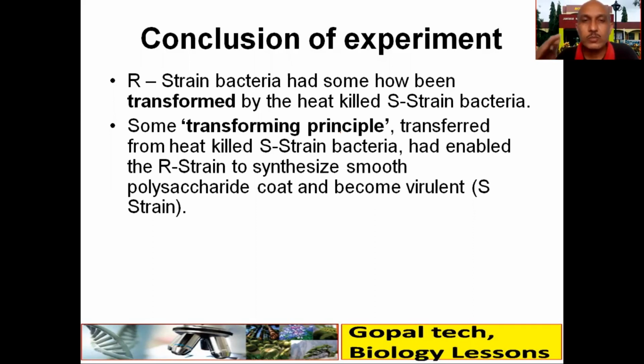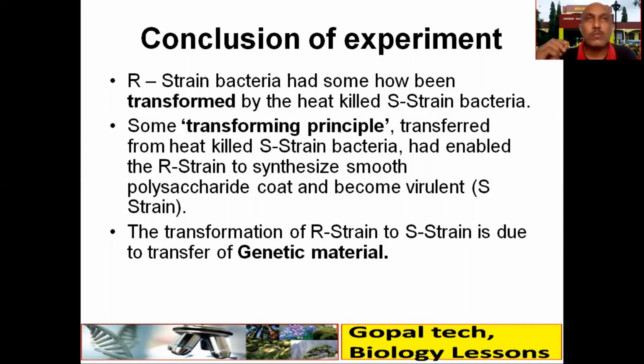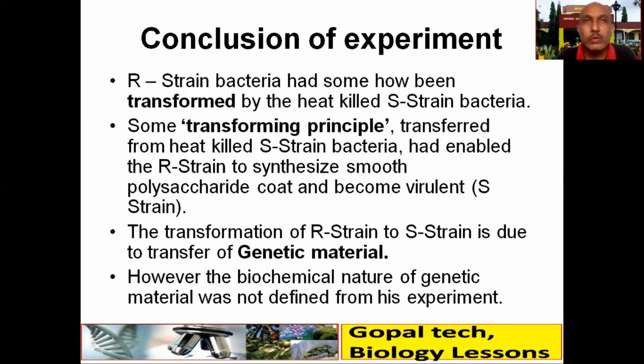So in simple words, the R strain bacteria are somehow converted into S strain. So that is transformation. That is the transforming principle. So transformation of R strain to S strain is due to a transfer of genetic material. This was later on known. However, the biochemical nature of this genetic material, whether it is DNA or RNA or protein or lipids or fats or carbohydrate, because so many biochemical compounds are there in bacteria, he doesn't know what it is. He did not define it from this experiment.